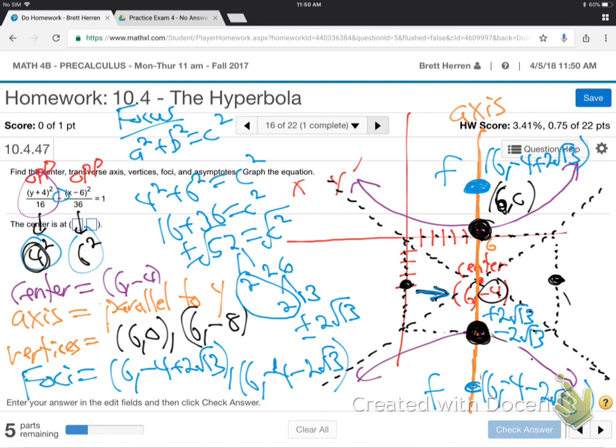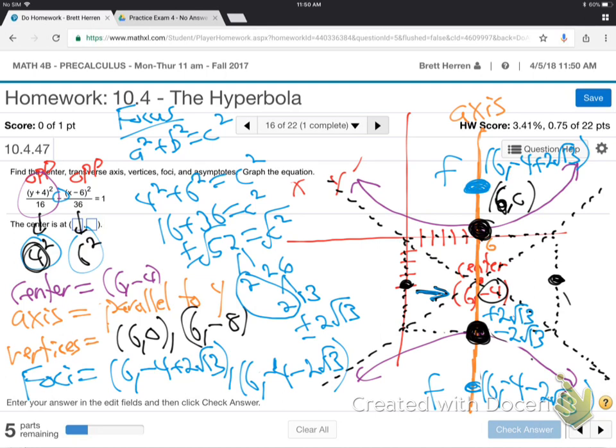Everybody see how I got that? Solve for the focus. And then when I found it was 2 root 13, use a squared plus b squared is c squared. 2 root 13. And then again, see how I'm always messing with the, whenever they move the center to find stuff, you've got to go back to the new center.